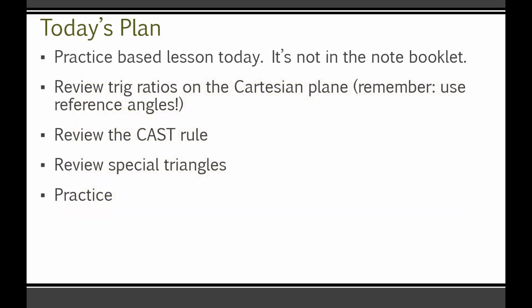It's not in the note booklet. I think I'll print some notes off for you guys today, just the slides from this. If I don't, unfortunately, that just means you'll have to copy these questions down in your notes. Not the end of the world, though. There's not all that many.